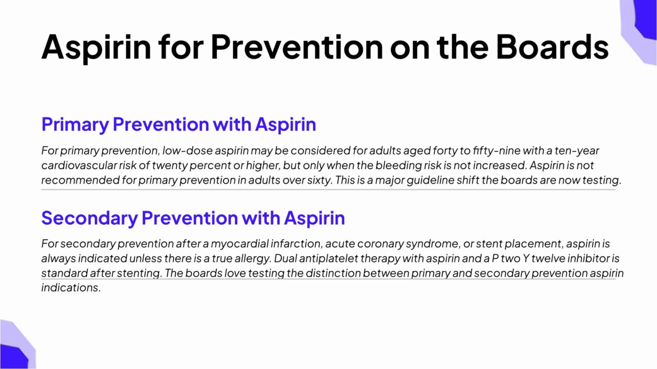For secondary prevention, the rules are different. After a myocardial infarction, acute coronary syndrome, or coronary stent placement, aspirin is always indicated unless the patient has a true allergy. Dual antiplatelet therapy with aspirin and a P2Y12 inhibitor like clopidogrel or ticagrelor is the standard of care after stent placement. The boards love testing whether you can distinguish between primary and secondary prevention aspirin indications, so make sure you know this distinction cold.